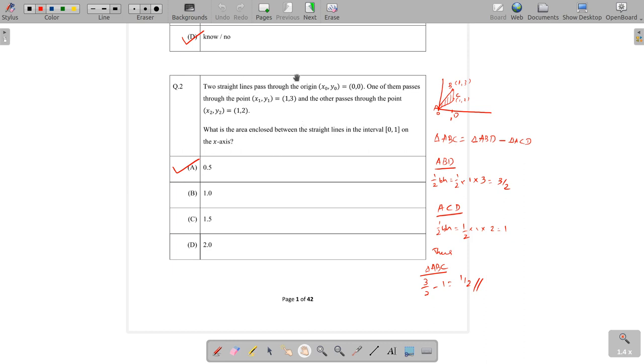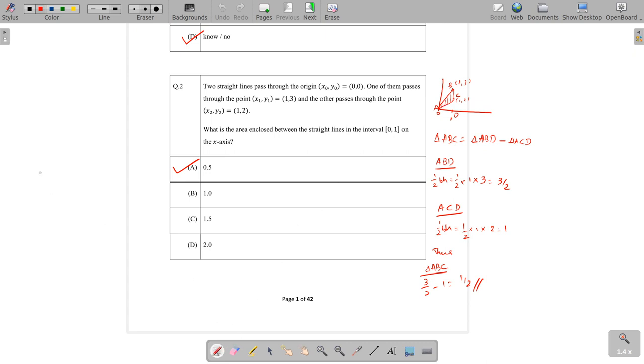Two straight lines pass through the origin (0, 0). One of them passes through x = 1. There are 2 points given through which a straight line passes. One passes through (1, 3) and one passes through (0, 0) and (1, 2). So like this, you have this line and this line. What's the area enclosed between the straight lines in the interval 0 to 1?